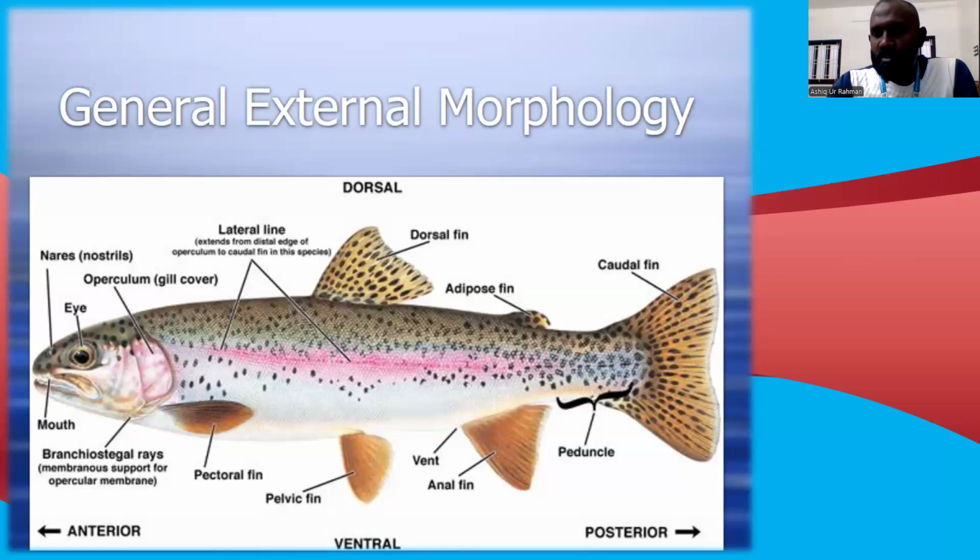Then, besides the mouth and eye, there is a lid which covers the gill slits. The gill slits are present inside that lid. The lid is called operculum, which is mentioned here. The gill cover, right? So if we open the gill cover, we are able to see the gill slits.